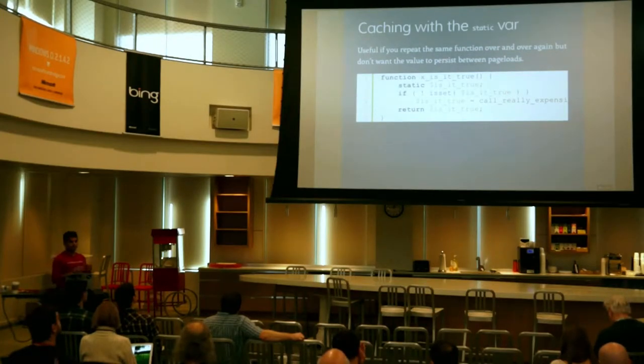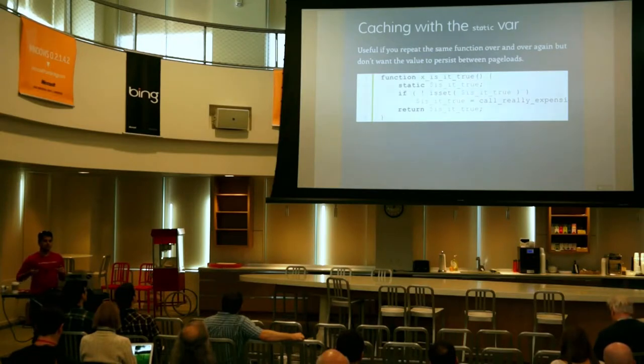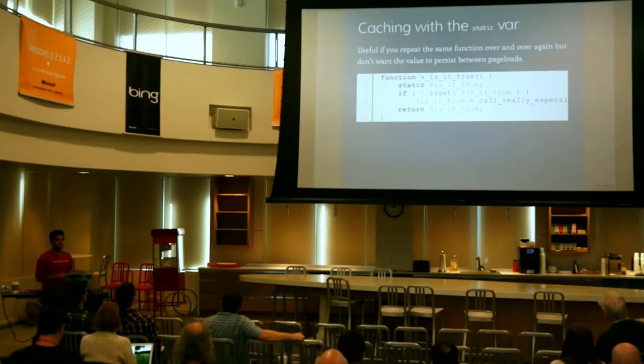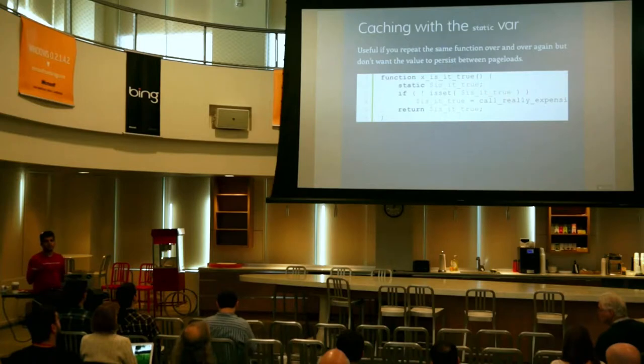So it's helpful if you have a function that's called many times on a page load that requires some sort of expensive process, but the state of that variable will not change for that page load. So let's say you have a check that checks some sort of capability for a user that requires jumping through a bunch of different loops, but you know for a fact that for that given page load, anytime you call that function, it's always going to be the same. That's where static can help.